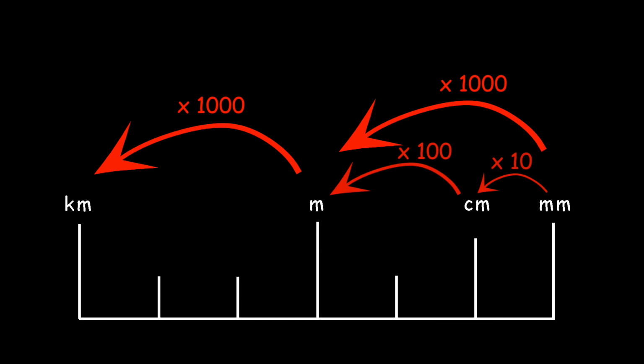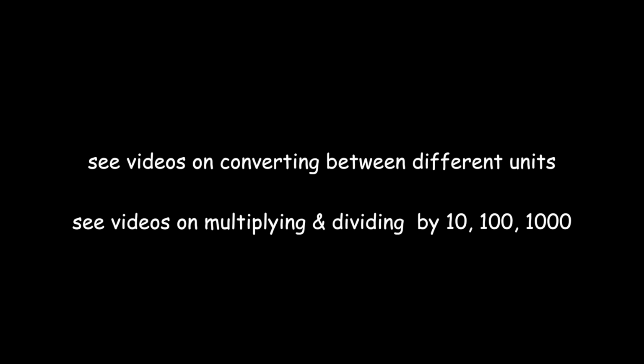Note that the intervening subdivisions do also have names, but they're so rarely used that we won't mention those names here. Another video will show you how to convert between the different units. The whole system is based on multiplying and dividing by 10, just the same as our counting system with its hundreds, tens and units columns. If you can't remember how to multiply or divide by 10, 100 or 1,000, have a look at the videos explaining that.